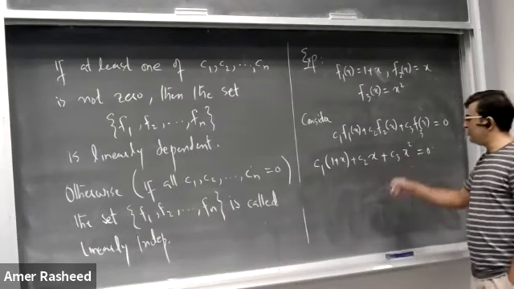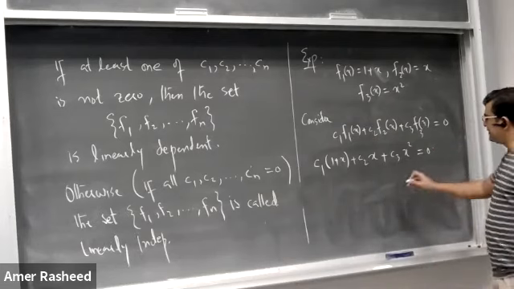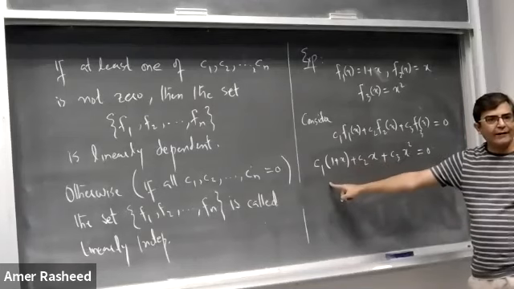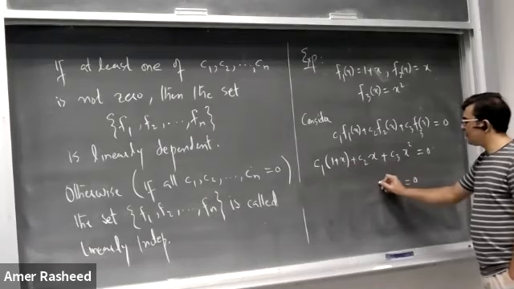Let us choose C3 as 0, because there is no other term which involves x squared. So C3 must be 0.